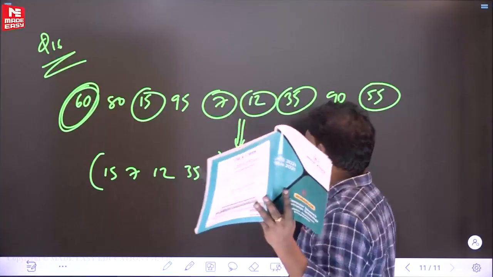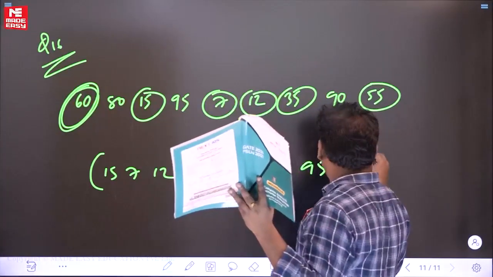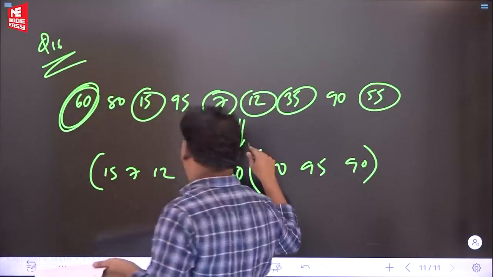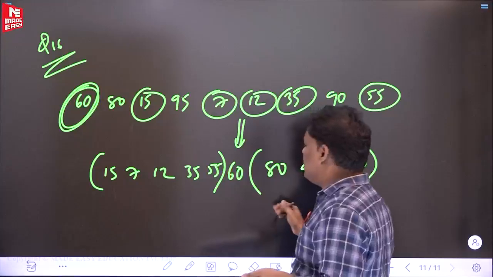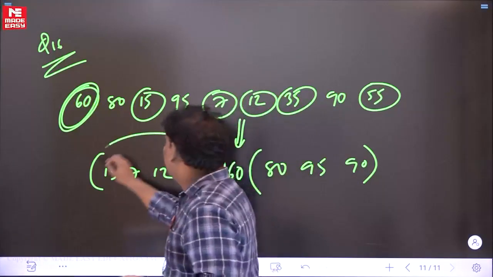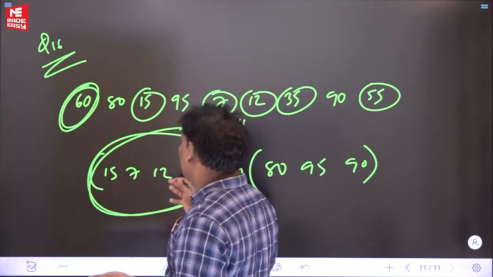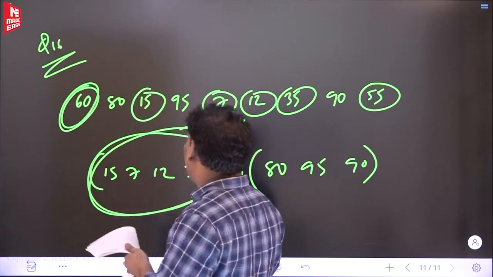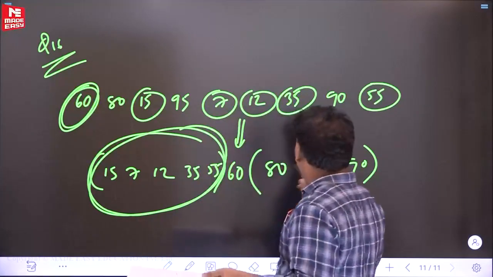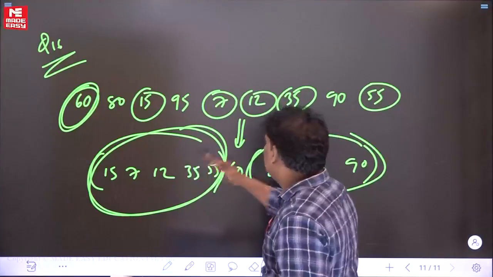Who are the ones more than 60? 80, 95, 90. So if you apply the partition algorithm by taking 60 as the pivot, 60 will go to the correct place, less than 60 on one side, more than 60 on the other side. See, this order may change. From one book to another book, the way of writing the partition algorithm is different. But one thing: the pivot element will go to the correct place, less than pivot on one side, more than pivot on the other side. This order may change.